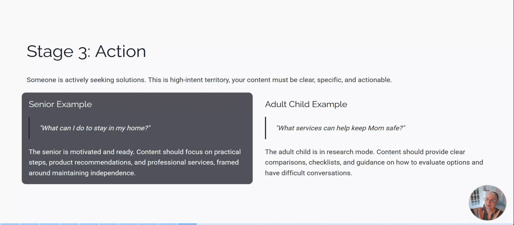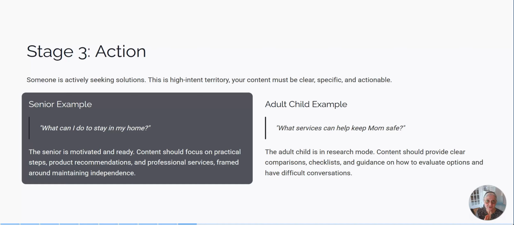All right. Now, stage three is really where they begin to start buying, start contacting: "Hey, I need help." Someone is actively seeking solutions. This is what they call high intent territory, where you never want to sell, but you're more in an education and selling mode, because these people at this stage are almost always ready to buy.